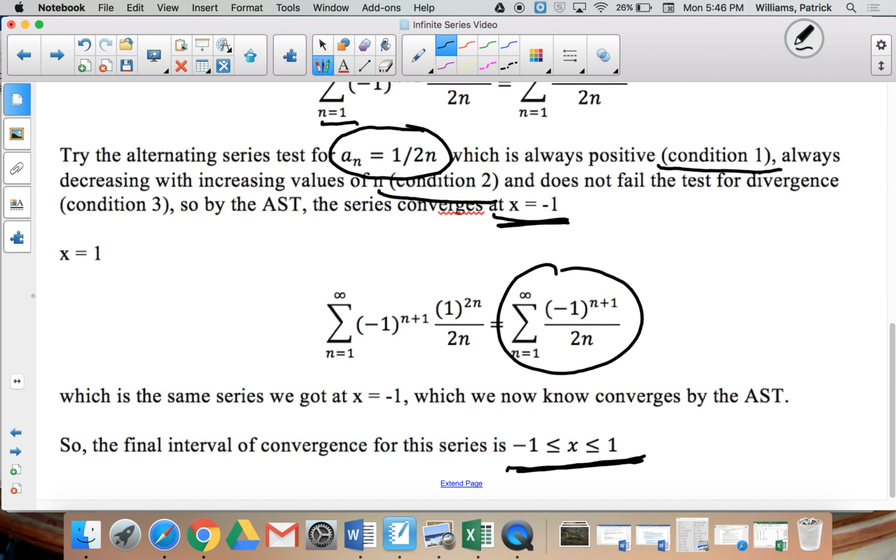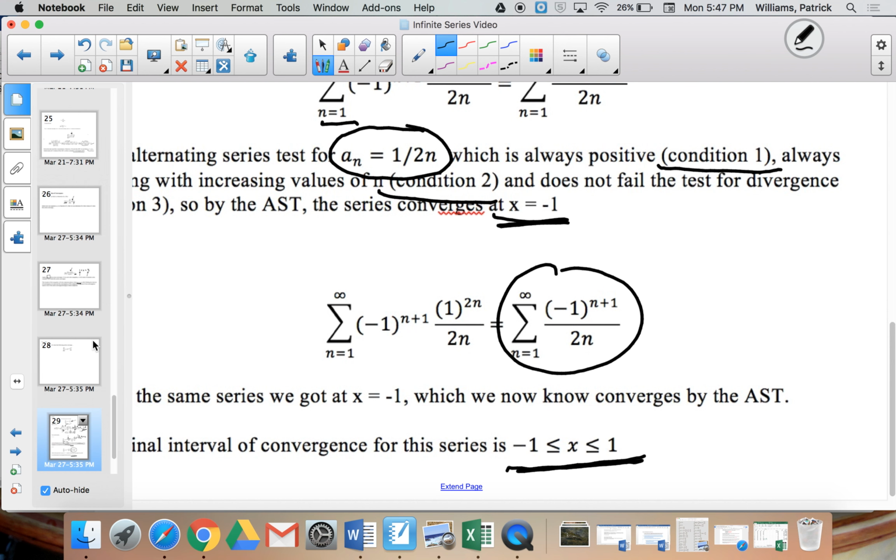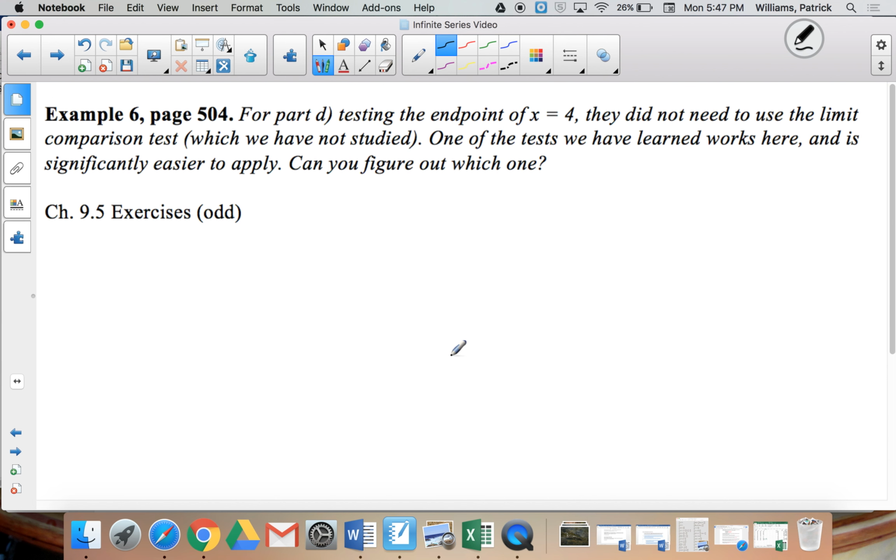So when you're solving these types of problems for interval of convergence or radius of convergence, you always have to make sure you check those endpoints. You don't just apply the ratio test. You have to check those endpoints every single time. So I will leave you now with this great example from our book. If you go to page 504, example 6, we actually did part A of that just now. But there's A, B, C, and D, and they go through pretty much every single case you could get in doing this test for the interval of convergence.